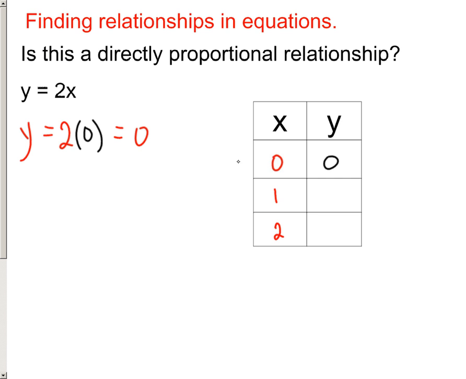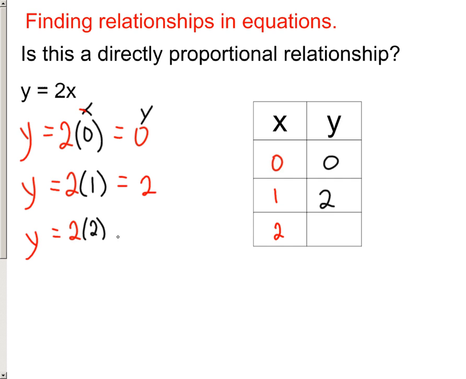Then we come back through and do the exact same thing. Y equals 2 times x. Well, x is 1 this time, and 2 times 1 is 2, so you put 2 in here. Now what this is telling us is that when this x value is 0, the y value is 0. But when this x value is 1, the y value is 2. So when the x value is 2, let's plug that in and find out. When this x value is 2, we know that the y value becomes 4.